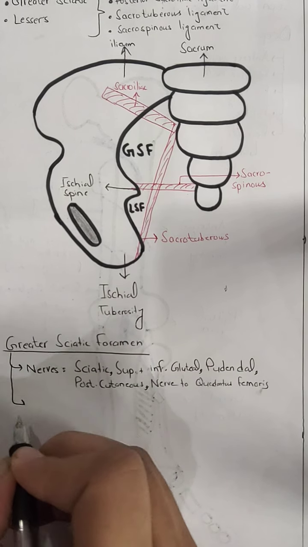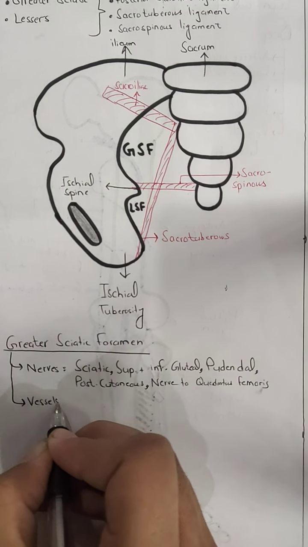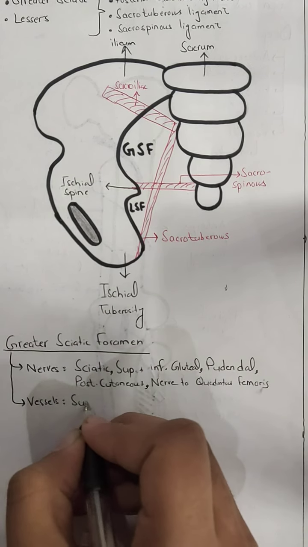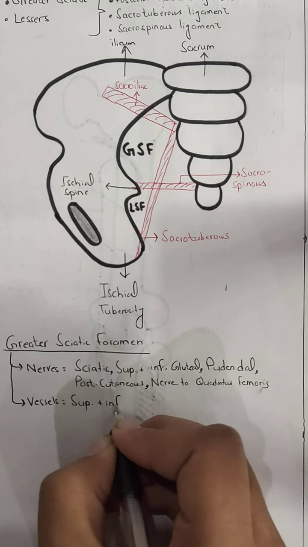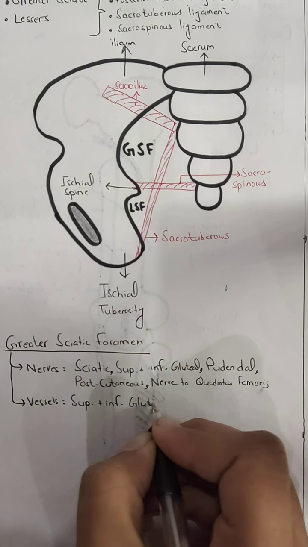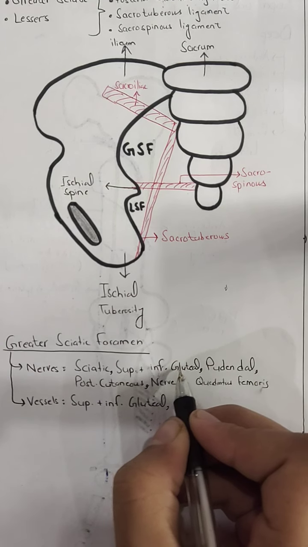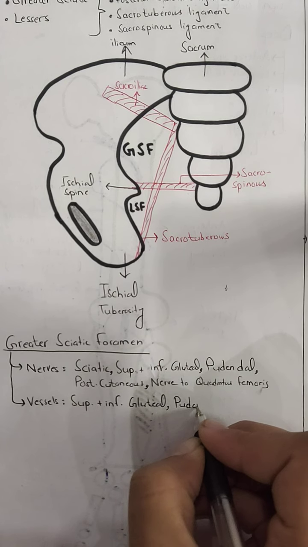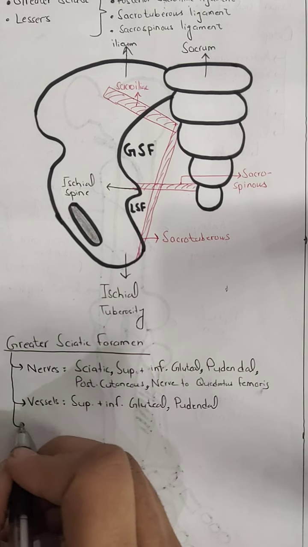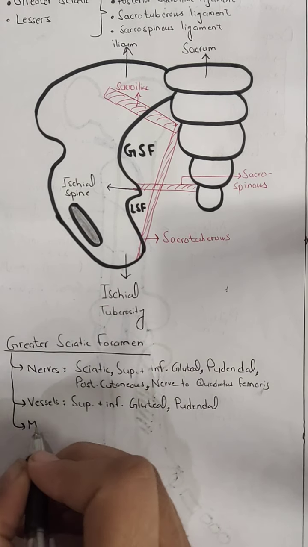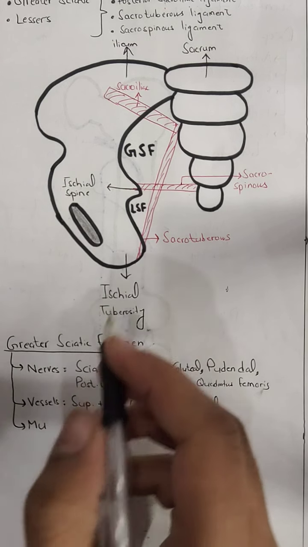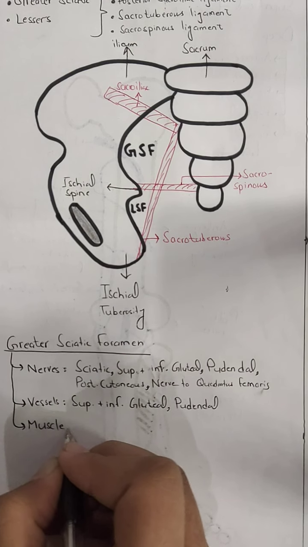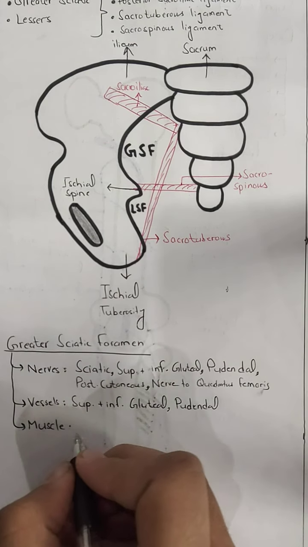Now we will see the vessels which are present here. These vessels include the superior and inferior gluteal vessels, as there is a superior and inferior gluteal nerve, and there will be pudendal vessels as here is the pudendal nerve. And now we will see the muscle. This point is very important because only one muscle is present in this greater sciatic foramen and one in the lesser sciatic foramen. So the muscle which is present in the greater sciatic foramen is the piriformis muscle.